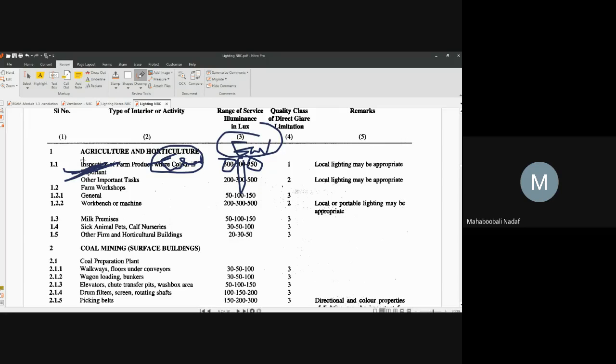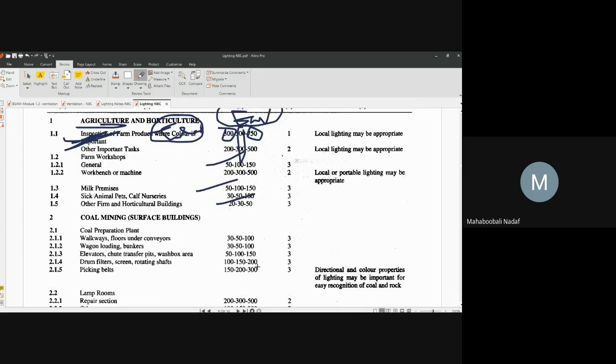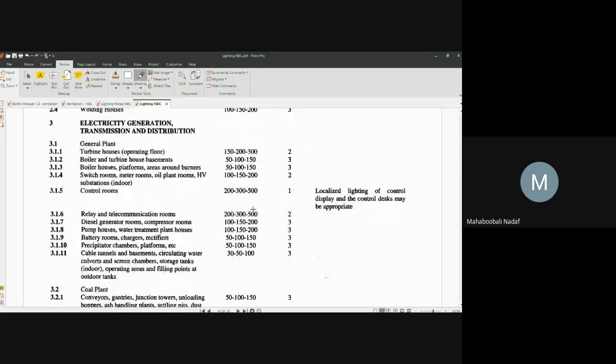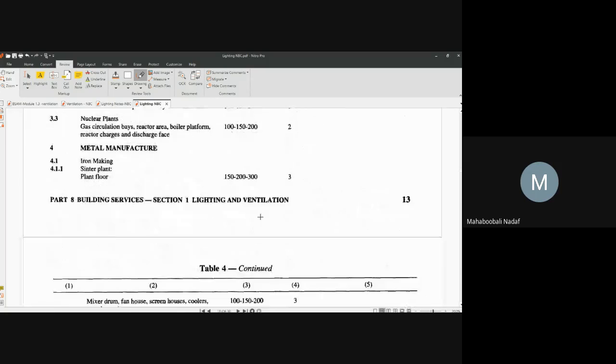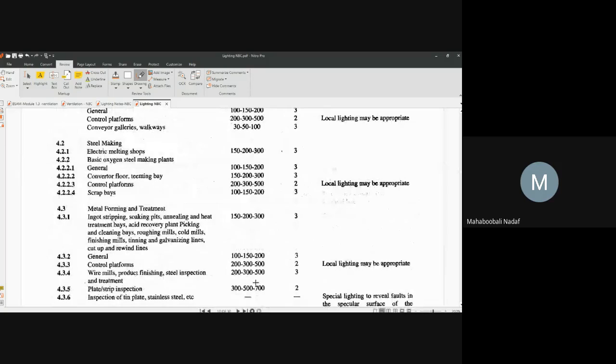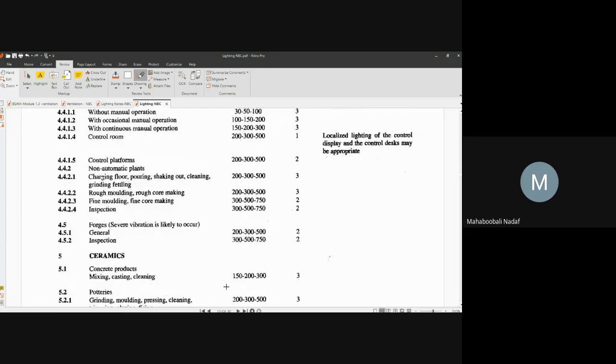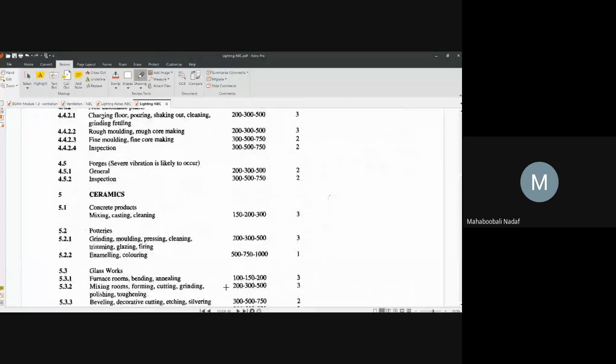See here, for agriculture and all, these are the standards. Can you see any highest task which has the highest value of EAV? 700. Plate or strip inspection. Some inspection is going on. For that, you require the most. Can you see anywhere?